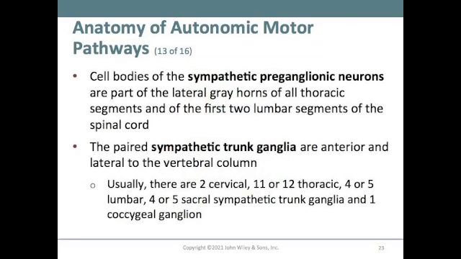Anyway, just a typo. The paired sympathetic trunk ganglia are anterior and lateral to the vertebral column. Usually there are 2 cervical, 11 or 12 thoracic, 4 or 5 lumbar, 4 or 5 sacral sympathetic trunk ganglia, and 1 coccygeal ganglion.